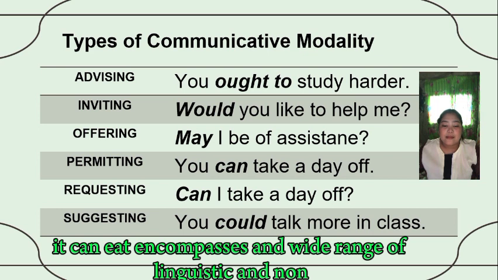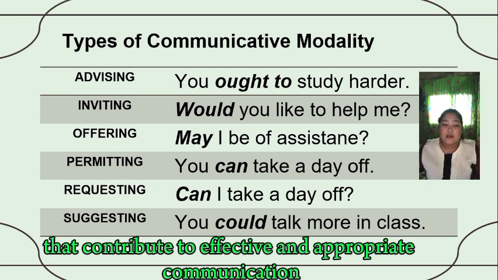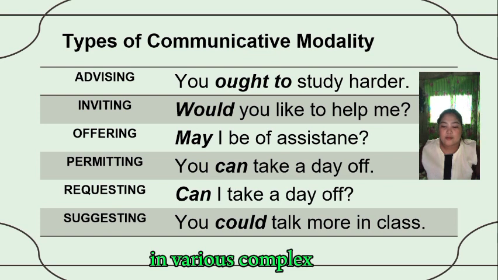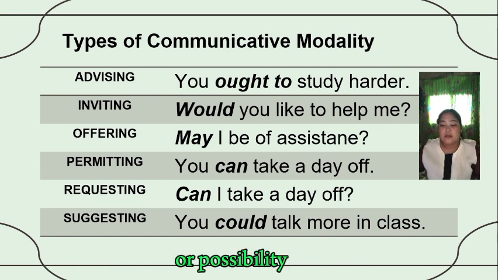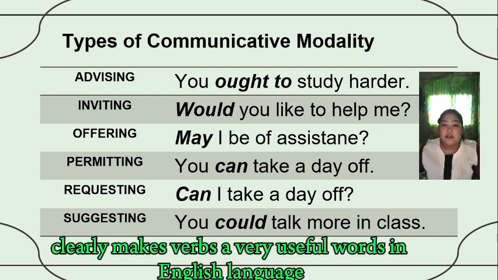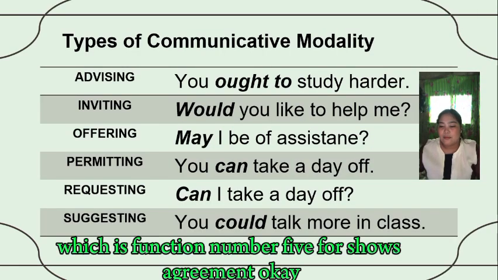It encompasses a wide range of linguistic and non-linguistic factors that contribute to effective and appropriate communication in various contexts. So these 12 abilities, which may express advice, disapproval, permission, or possibility, clearly make verbs very useful words in the English language. Now, let's proceed with the last function of verbs, which is function number 5.